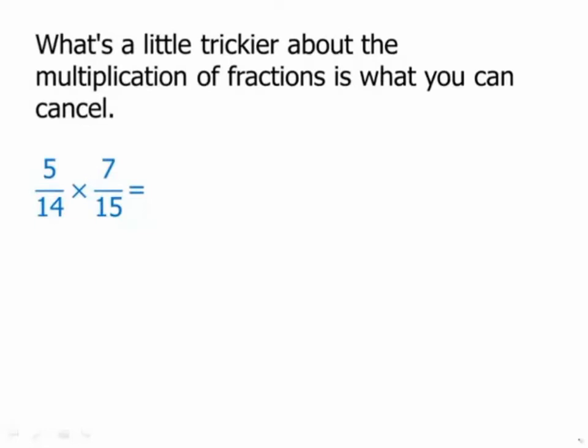What's a little trickier about multiplication of fractions is what you can cancel. So if we're multiplying 5/14 times 7/15, we can actually cancel the common factor of 5 between the 5 in the numerator of one fraction and the 15 in the denominator of the other. They go down to 1 and 3 respectively. We can also cancel the 7 in the numerator with the 14 in the denominator of the other one. They go down to a 1 and a 2, and we just wind up with 1/2 times 1/3, which is 1/6. Much, much simpler.